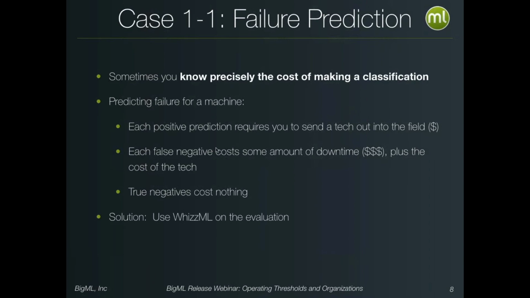And so when you have these costs, one thing you can do is move that slider around a whole bunch and get out your calculator and add up the costs for each quadrant in that confusion matrix, and then find the minimum threshold based on all that computation that you've done. Or you can use WhizzML, which is our domain-specific language for the BigML platform. And you can use WhizzML to find the optimal threshold given the cost that you have.